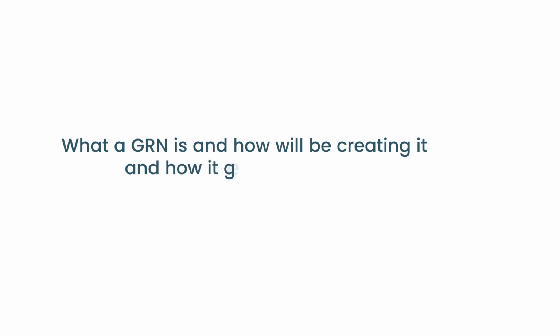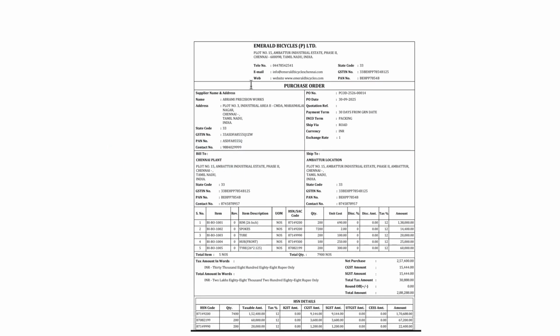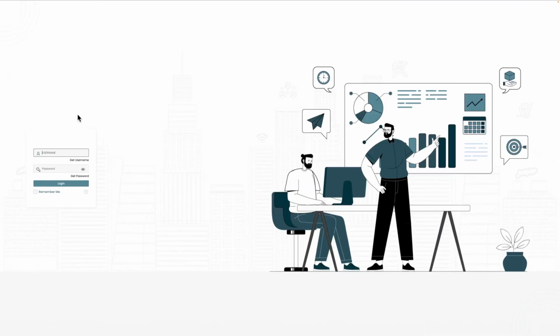In this video, we will learn what a GRN is, how we'll be creating it, and how it gets approved. So this is a purchase order report from which we are going to create a goods receipt note, that's GRN. In order to create it, let's get on to our login page.